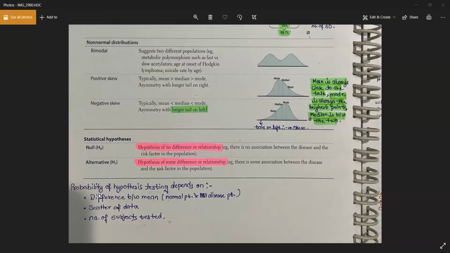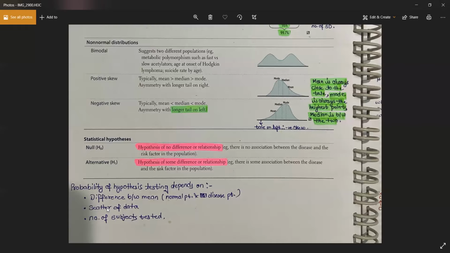But if the difference is more, okay, let's say 100 in the MI and 70 or 60 in the non-MI, that means it will give the study a very high power of the hypothesis. So the probability of the hypothesis depends upon the difference between the means. If the mean difference is more, then the chances of it being an H1 is more. If the distance of the means is less, that means the chances of accepting the null hypothesis are very much high, right? Second one is the scattering of the data.